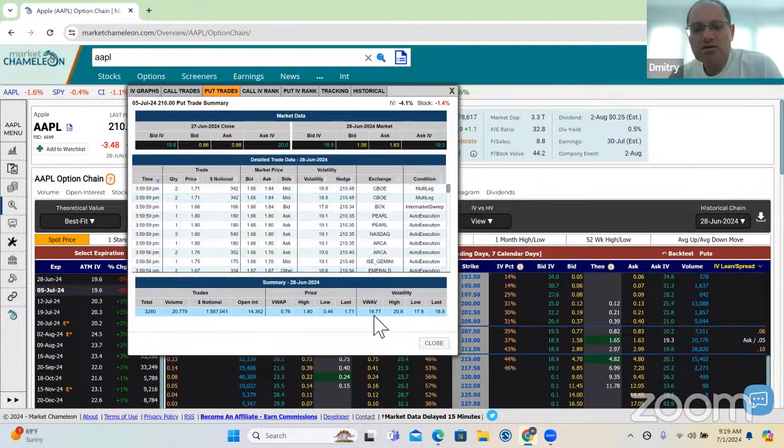And we see that on average, the implied volatility in this option traded at 18.77. The highest it traded is 20.8. The lowest it traded is 17.8, last 18.8. So we could see here that right now, if we use these benchmarks for a fair value implied volatility, it's trading above its average, 18.77.